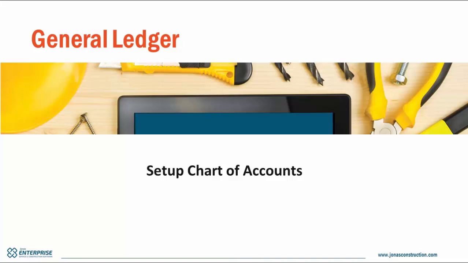In this video I'm going to go through the steps of how to set up a chart of accounts. The chart of accounts is a listing of your general account numbers and the account titles used by your company. The accounts are usually arranged in the GL in financial statement order, that is assets first, followed by your liabilities, your retained earnings, then your revenue and expenses.